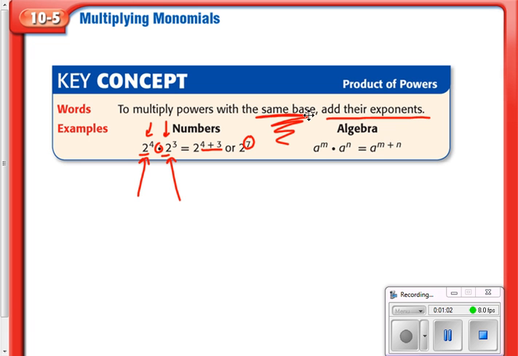Look at the next problem. Same base, a, same base number. When you multiply, you add the exponent. So this would be the expression there for that algebraic example.